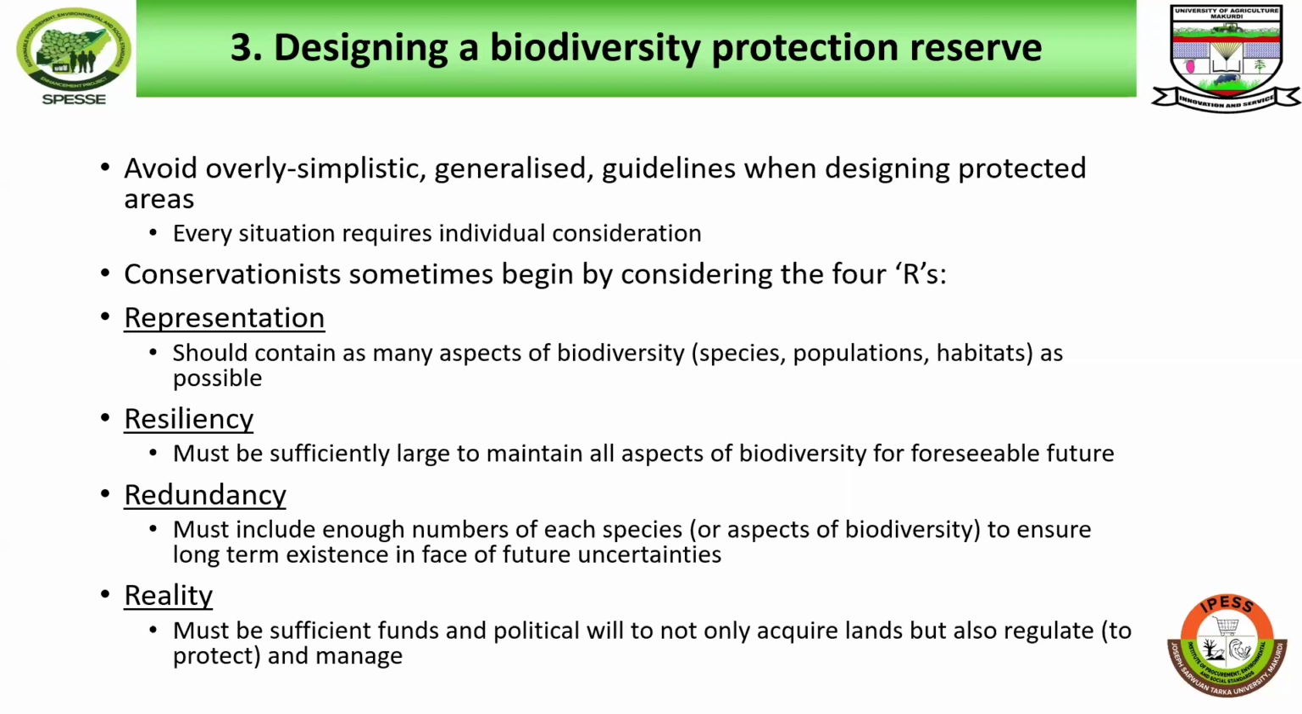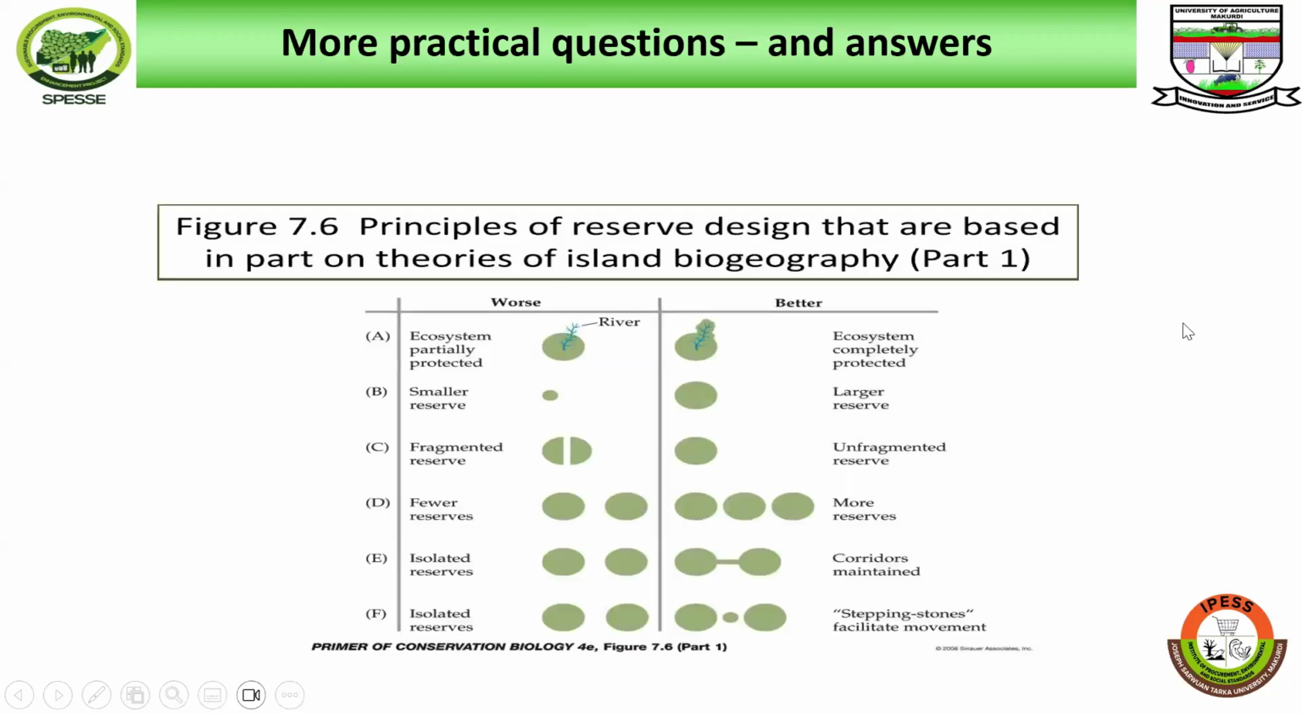And then the reality is that you must have sufficient funds, and not just funds, but political will, to acquire the lands and to manage, and management involves a lot of monitoring. And so these are more practical questions in terms of the options we might have. In the case of a river, you have an ecosystem that is partially protected. You can see from the pictures on the right-hand side where the vegetation seems to be doing better because the ecosystem is completely protected.